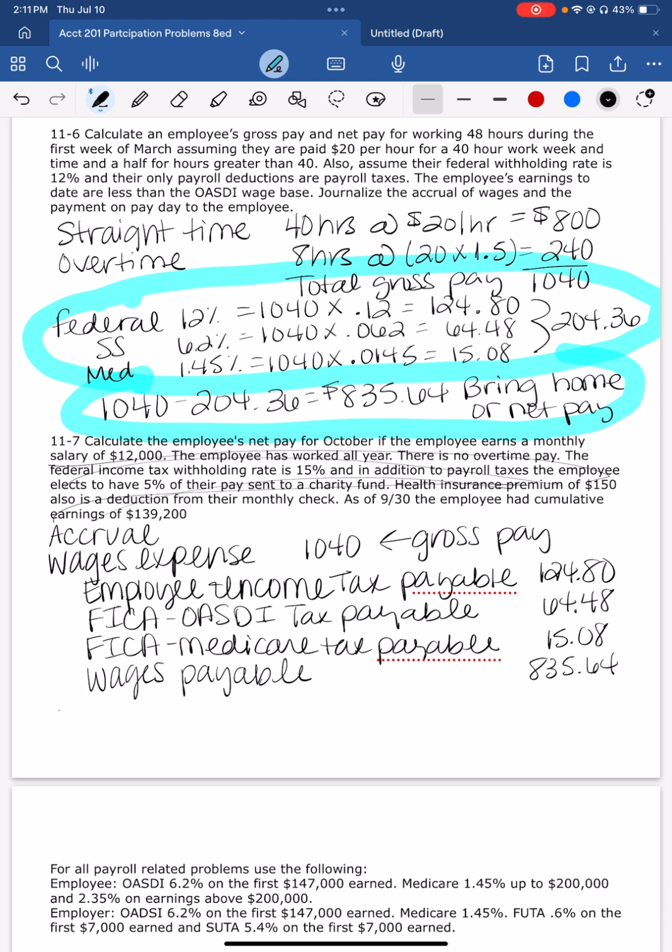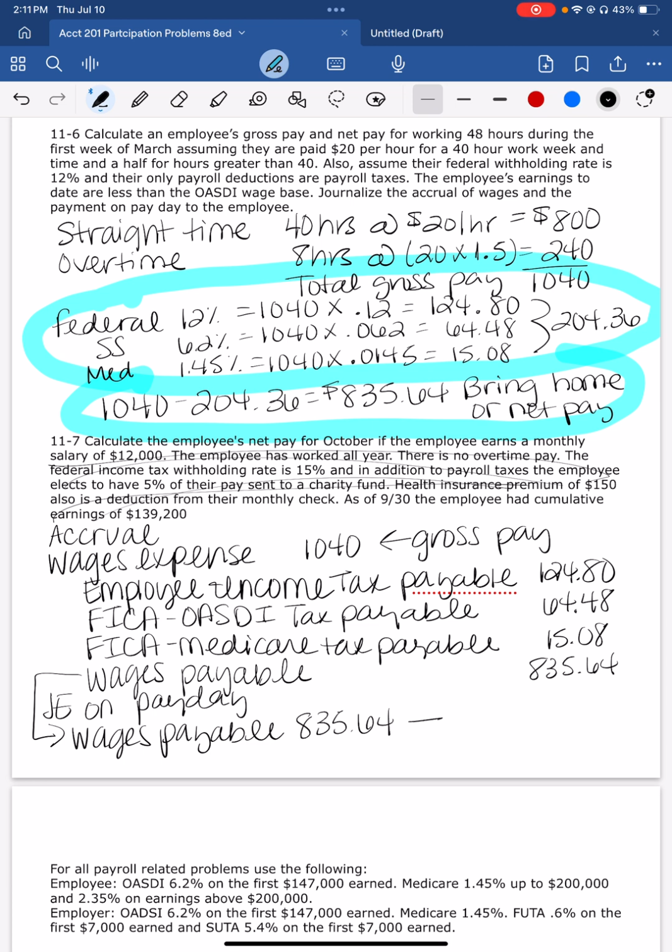And then our journal entry on payday is pretty easy. We're going to reverse our wages payable because we don't owe it anymore. We're actually giving it to the employee. So you can think of this as the paycheck amount. And it's going to hit our bank account, so we're going to credit cash. That's all you got to do.